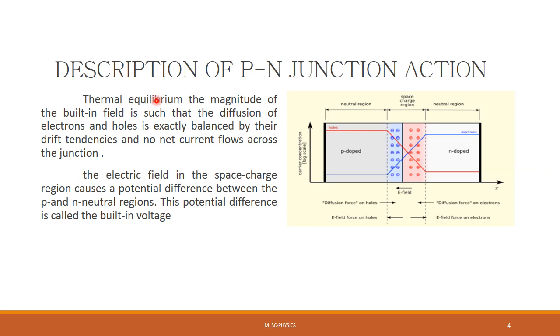Therefore, at thermal equilibrium, the magnitude of the built-in field is such that the diffusion of electrons and holes is exactly balanced by their drift tendencies and no net current flows across the junction. There is no net current flow across the junction, but the electric field in the space charge region causes a potential difference between the p and n neutral regions. This potential difference is called the built-in voltage.